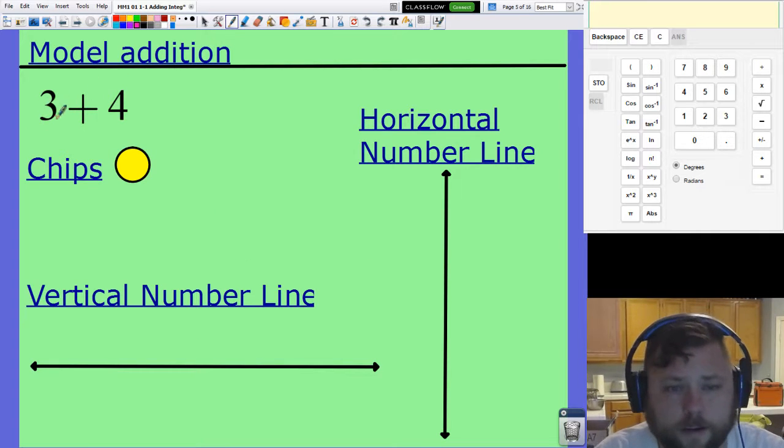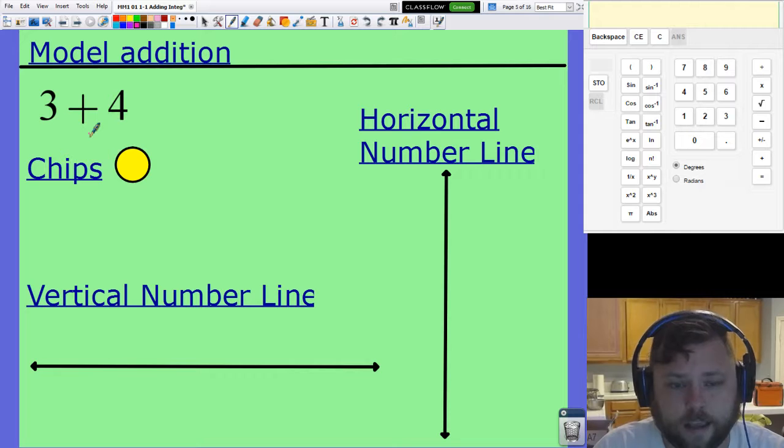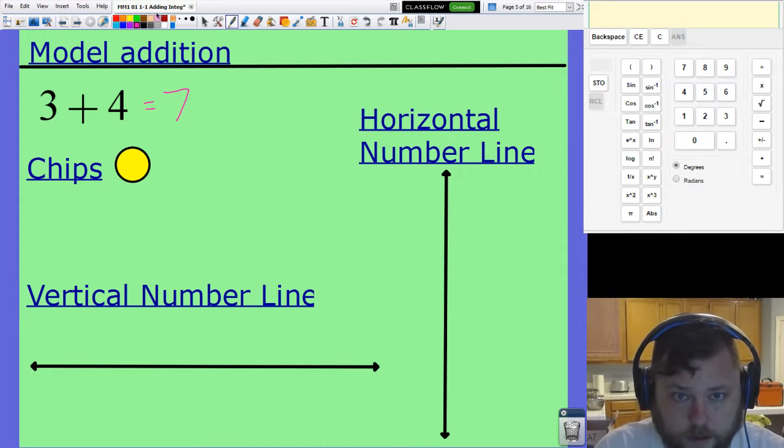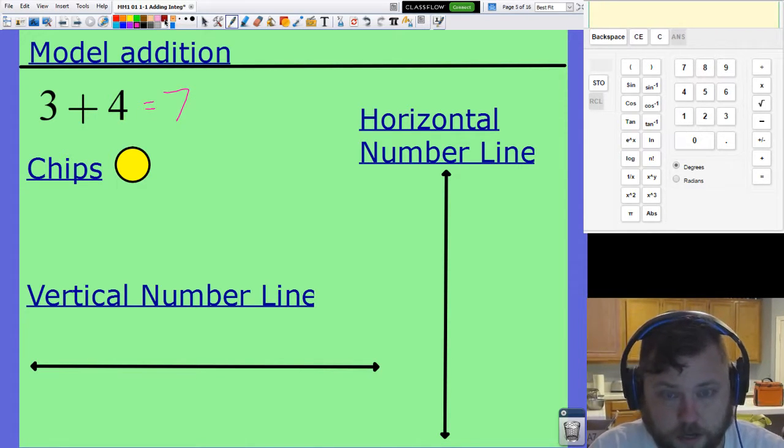So we're going to start with the basics, 3 plus 4. A lot of kids can do this, and they should be able to do this, 3 plus 4, and say it equals 7. Now, maybe you learn how to do it just with the numbers, and you're fine. But I also want to model this in a few different ways.